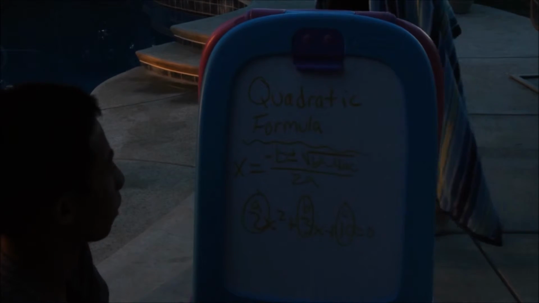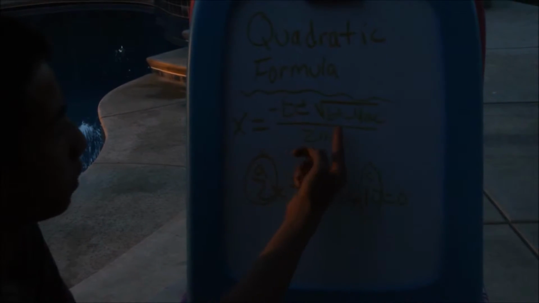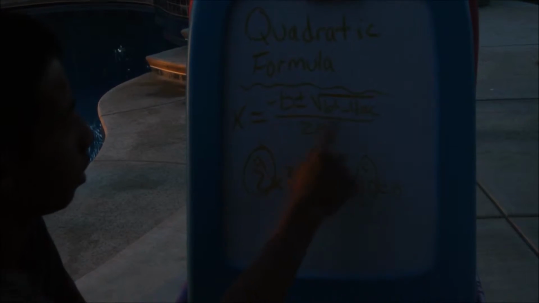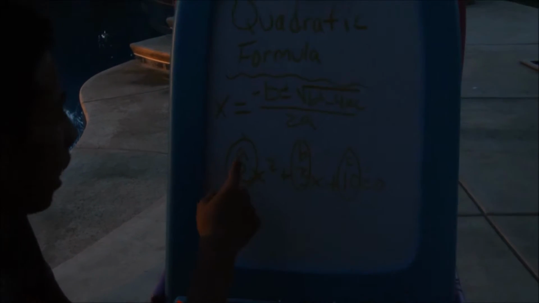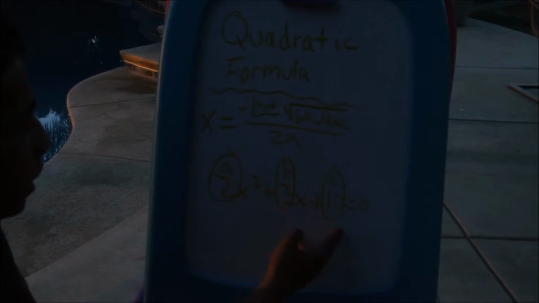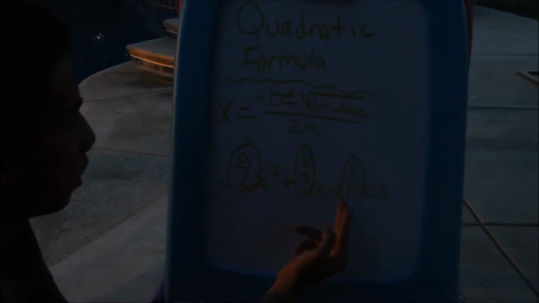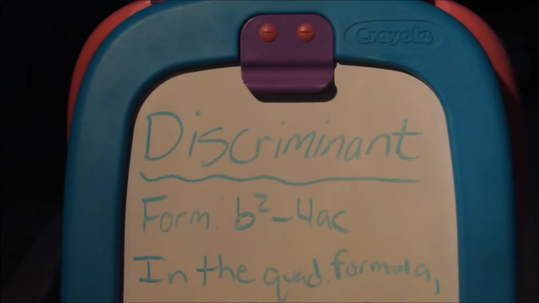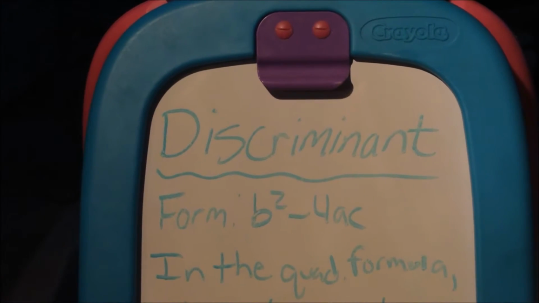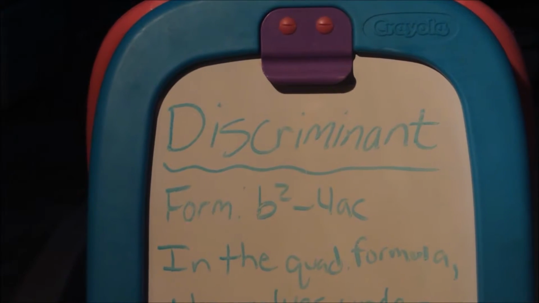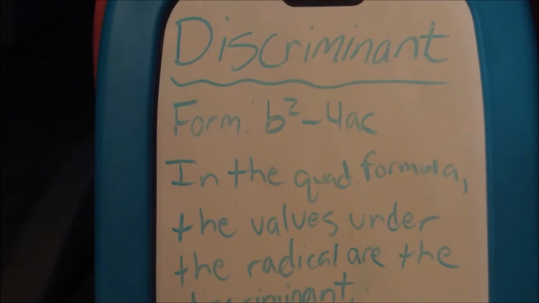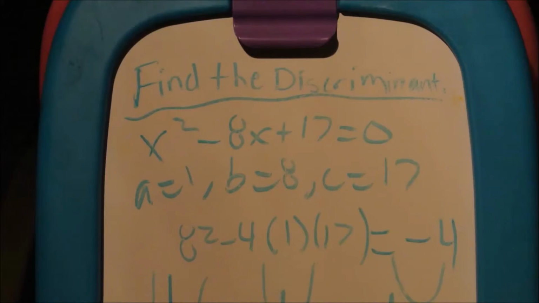Quadratic formula. The quadratic formula is x equals negative b plus or minus radical b squared minus 4ac all over 2a. The a, b, and c come from the coefficients of the equation. Discriminant. Form b squared minus 4ac. In the quadratic formula, the values under the radical are the discriminant.